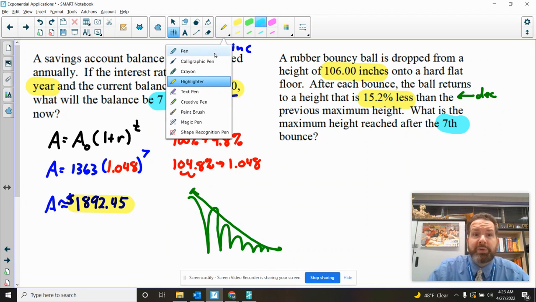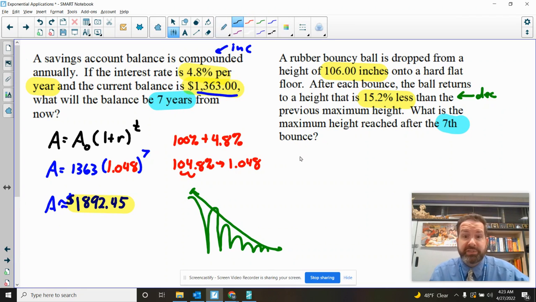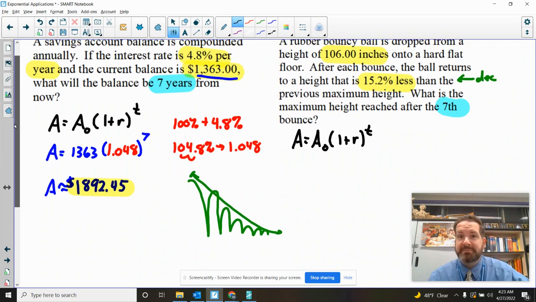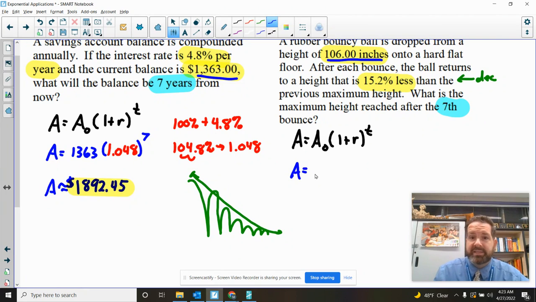Okay, I want you here to try your best. Pause the video and put in all the information you think we should have, and then unpause when you're ready to check things. And we don't know the ending maximum height, but we do know the starting maximum height. It's this 106 inches. The multiplier, we're going to think off to the side here in just a moment. And the amount of time, this time we're measuring how many bounces, so we'll go to the 7th bounce.